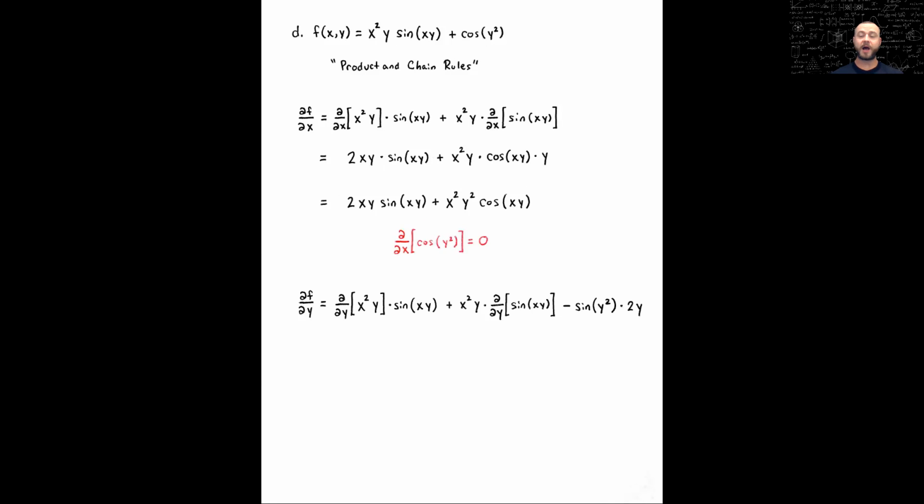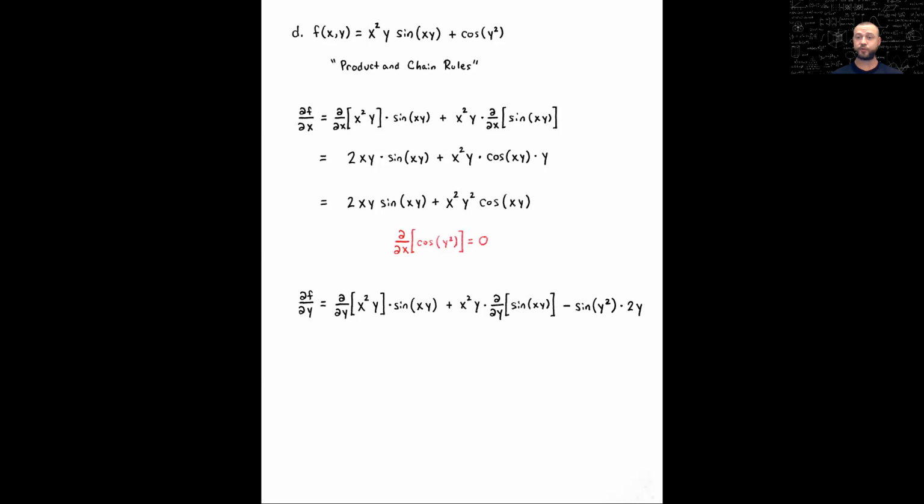And again, we'll start by applying the product rule. All right, so the product rule applies to the first term in the function, x squared y times sine of xy, very similar to what we did for the x partial derivative. But now, since we're differentiating with respect to y, we can differentiate cosine y squared to get a non-zero result. All right, and that's included at the very end there.